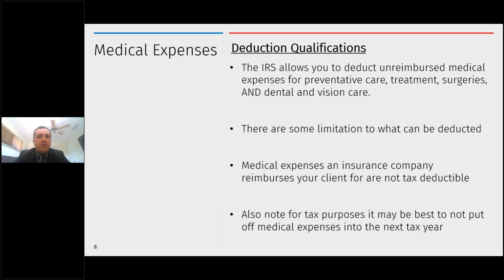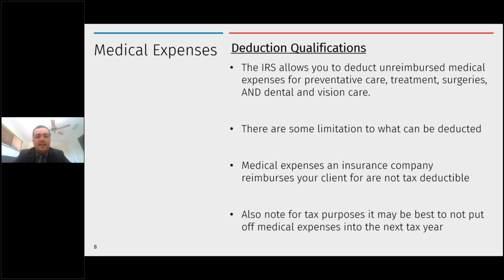And like all things in the tax code, expenses, deductions included, there are always going to be some qualifications that must be met in order for these to be claimed. I'd say the broadest qualification is the IRS is going to allow you to deduct unreimbursed, that's a key word here, unreimbursed medical expenses for preventative care, treatment, surgeries, and dental and vision. There are going to be some limitations to what can be deducted based off doctor diagnosis as well as financial limitations.